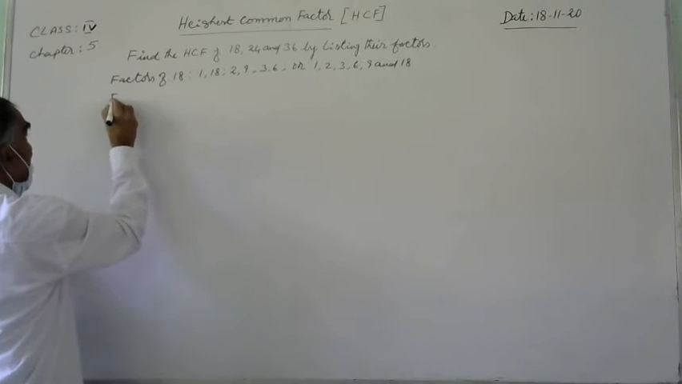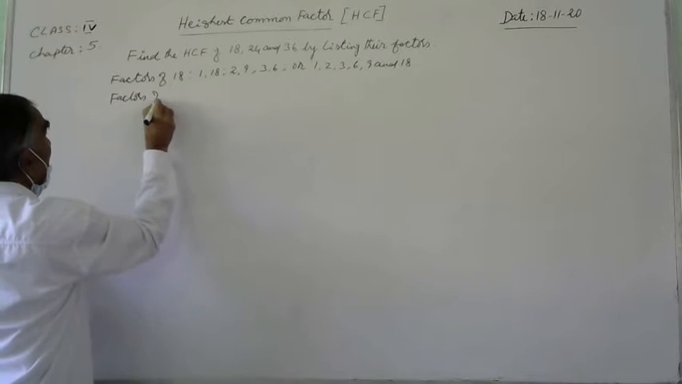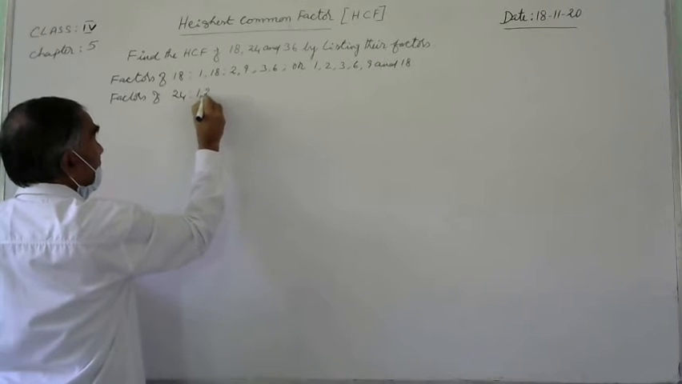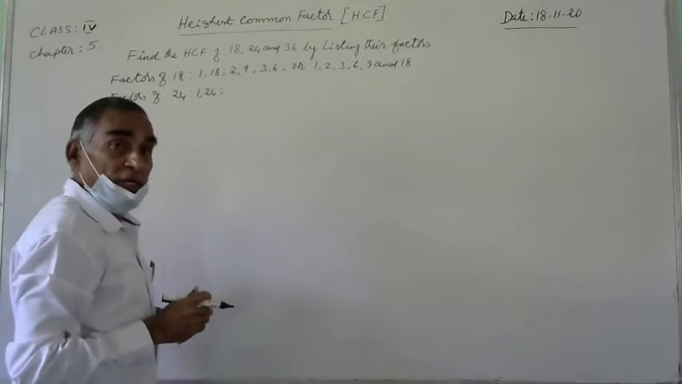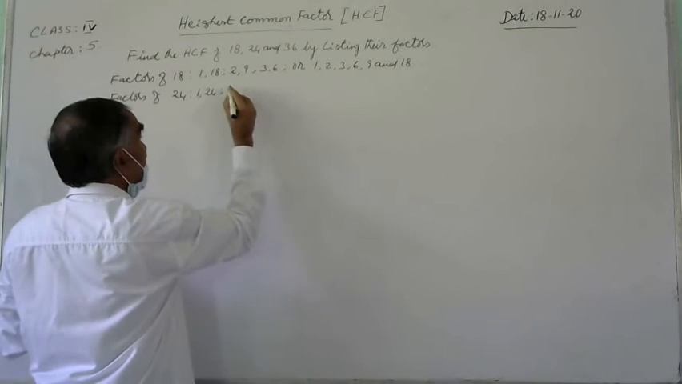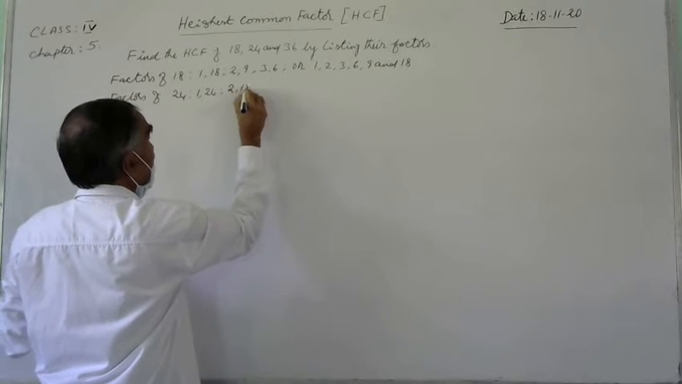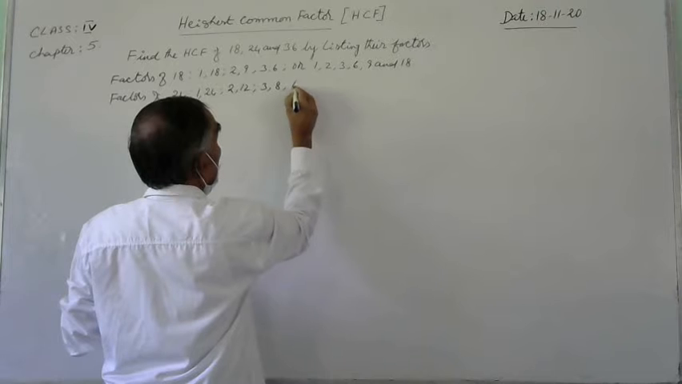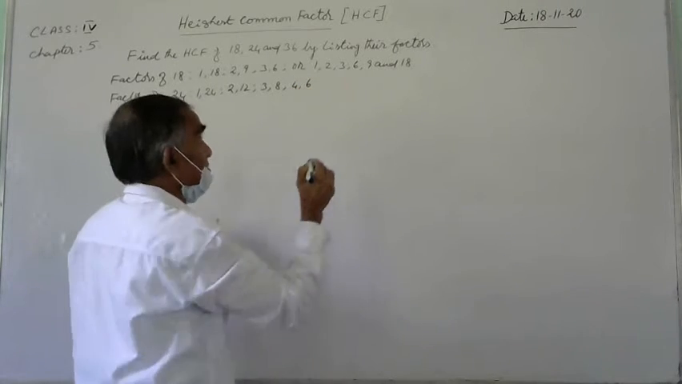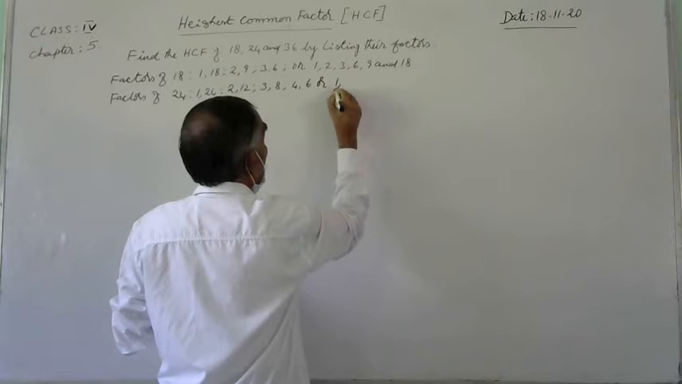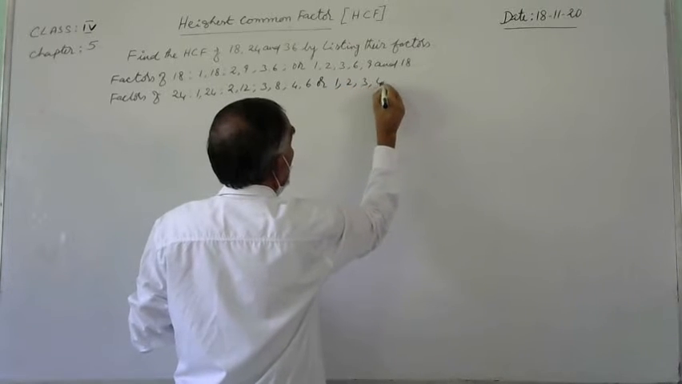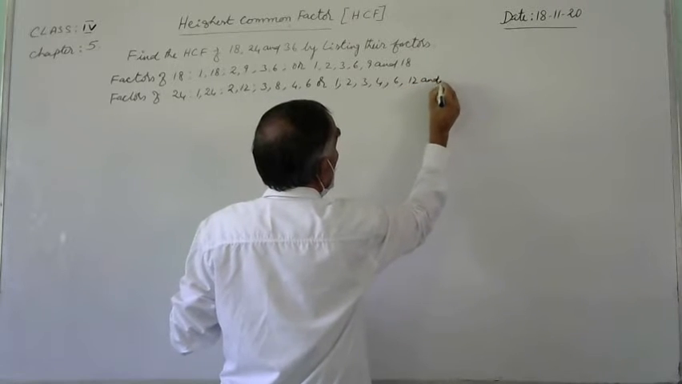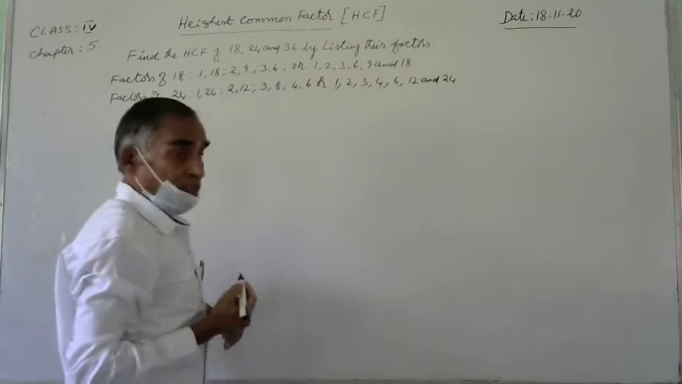Write the factors of 24. Here also, 1 24s are 24, because we know that 1 and the number itself are factors. When you recite the 2 table, 2 12s are 24. Next, 3 8s are 24. 4 6s are 24. Yes, this much. If you write them in order: 1, 2, 3, 4, 6, 8, 12 and 24. These are the factors of 24.